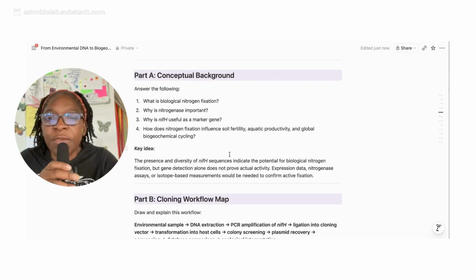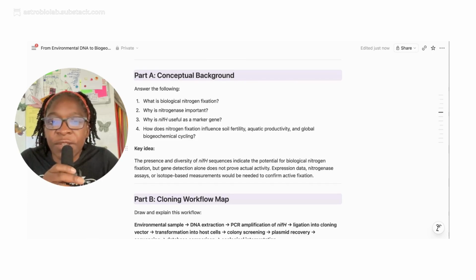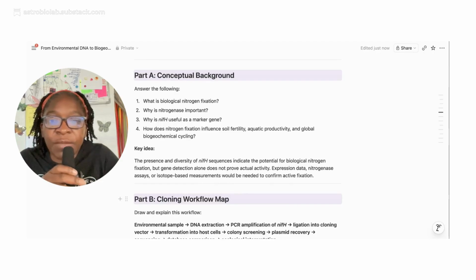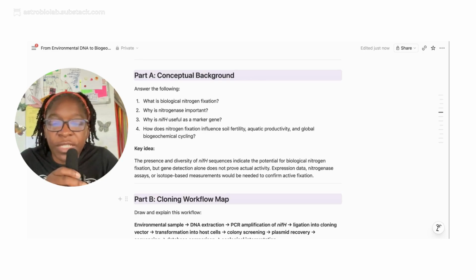And then number three, why is the nifH gene used as a marker? So when you look at the enzyme, look at the component which is nifH. And then how does nitrogen fixation influence soil fertility, aquatic productivity, and global biogeochemical cycling? So again, do a little bit of reading to see how this fits in. The key idea here is that the presence and diversity of nifH sequences tells you something in an environment. It indicates the potential for biological nitrogen fixation.